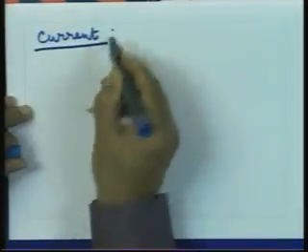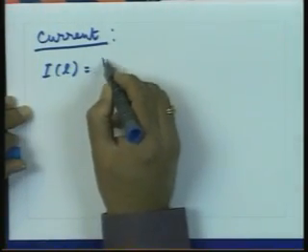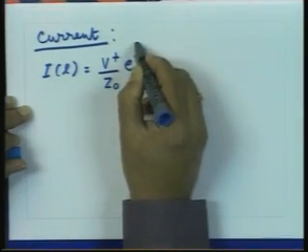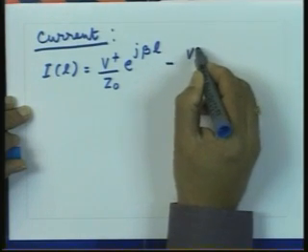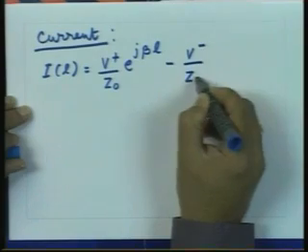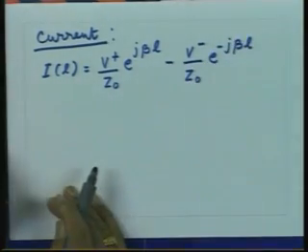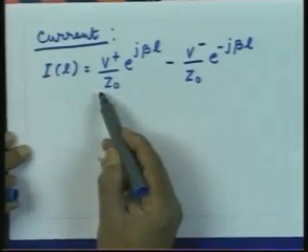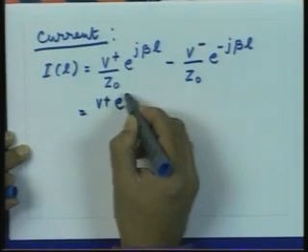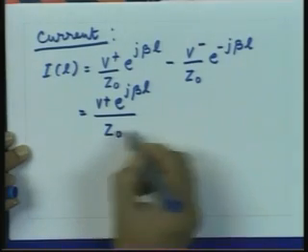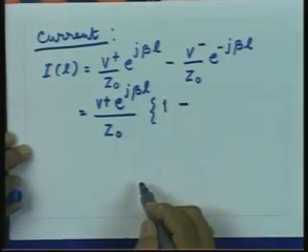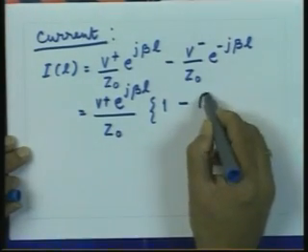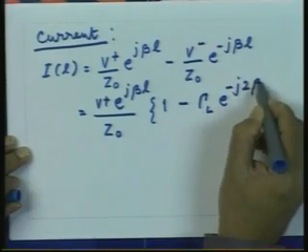Similarly, I can take the current equation and I can substitute gamma equal to j beta in the current equation, and I can get the current at any location on the line, I of L, that is V plus upon Z0 e to the power j beta L minus V minus upon Z0 e to the power minus j beta L. Again, taking V plus e to the power j beta L upon Z0 common, we can write down here this is V plus e to the power j beta L upon Z0 into 1 minus, again V minus upon V plus will be equal to gamma L. So, this is equal to gamma L e to the power minus j 2 beta L.